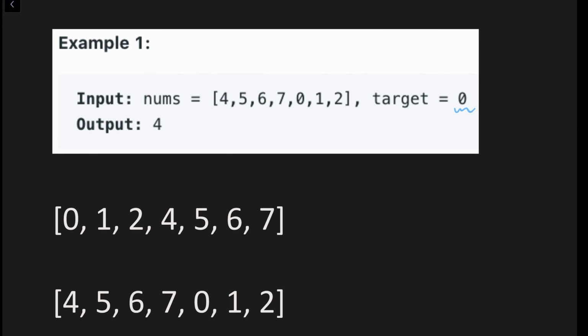So for example, we have this array of integers and we have this target number 0. And the original array was in ascending order, 0, 1, 2, 4, 5, 6, 7. And if you move each element 5 or 4 times in this case, we have this array that's given. We're going to find the target number 0, and we're going to return the index, in this case 4.